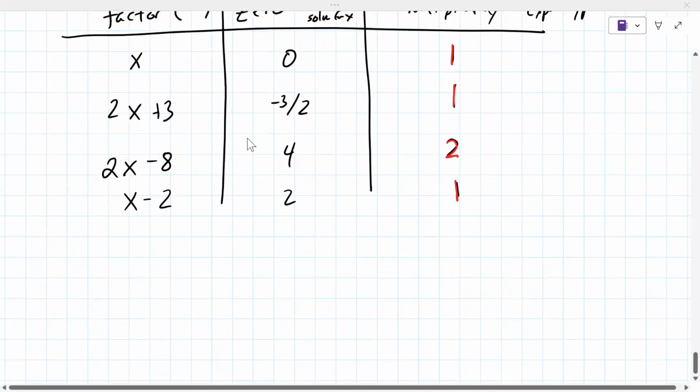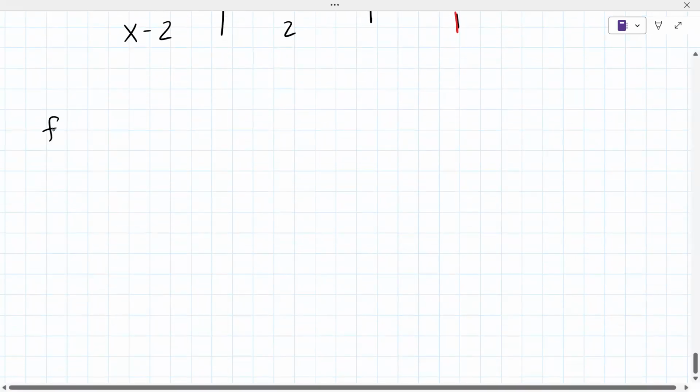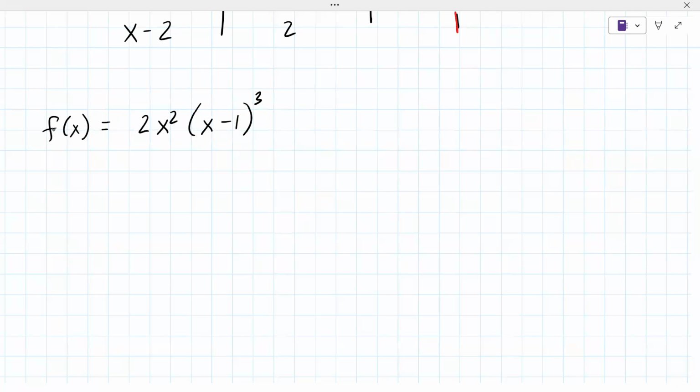All right, so here's your new problem. Let's say it's f of x equals 2x squared, x minus 1 cubed, x plus 3, and x minus 5 to the power 4. We want the factor, the zero, and the multiplicity.